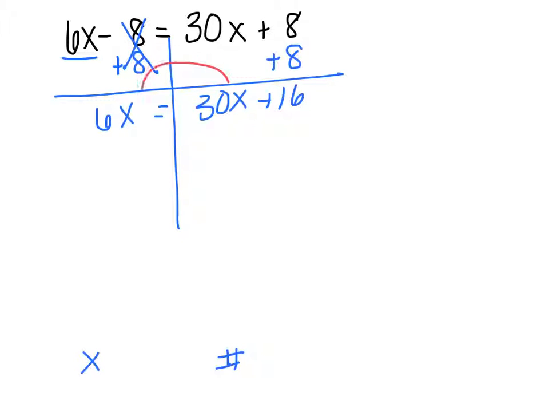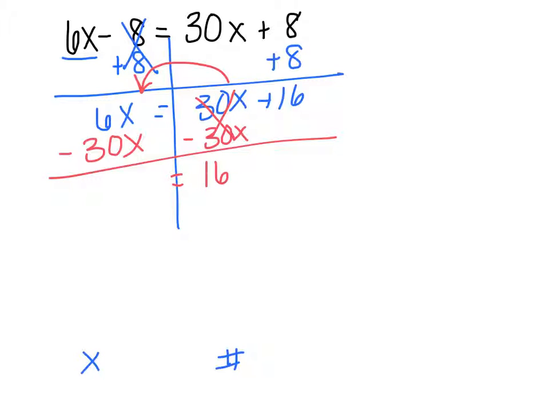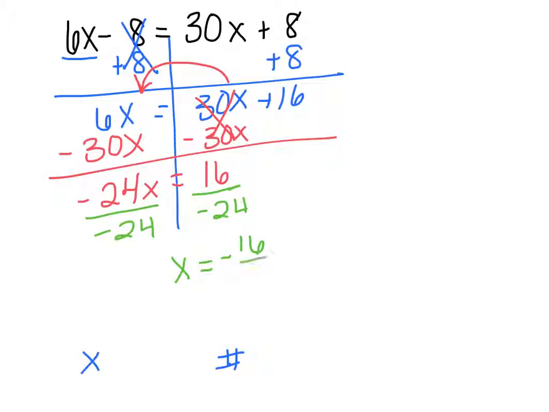Well, I need to get this over here, so I'm going to do the opposite. So I'm going to subtract 30x, subtract 30x. That will cancel, and I have 16 on the right, and I have -24x on the left. Next up, to get x by itself, I'm going to have to divide by what's attached. I'm going to divide by -24. And x equals -16 over 24.